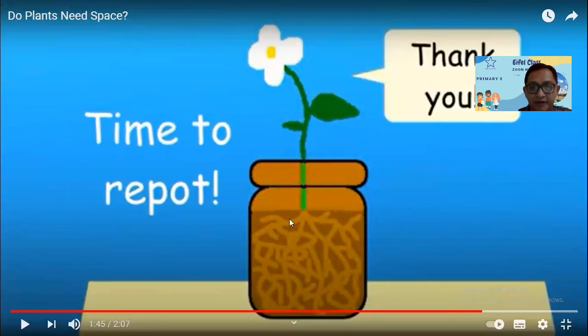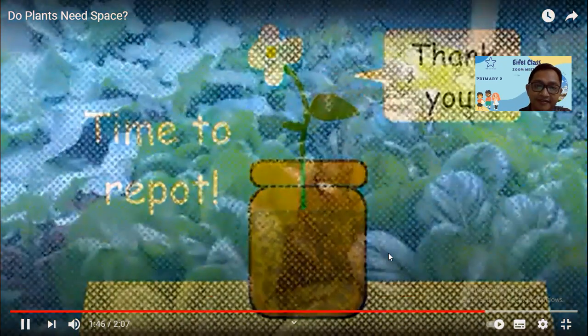Yeah, okay. So if the space is too small for the plant to grow, you need to put it in a bigger pot. Okay? The plant will thank you.